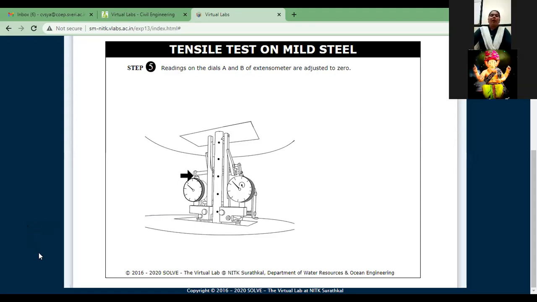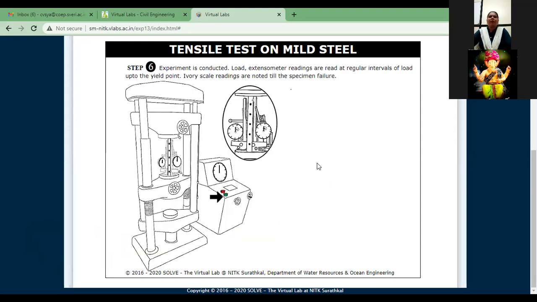Okay. After placing the bar, we have to fix this extensometer. So I will fix the extensometer here. Now our assembly is ready. Now I am requesting all students, please observe this figure.